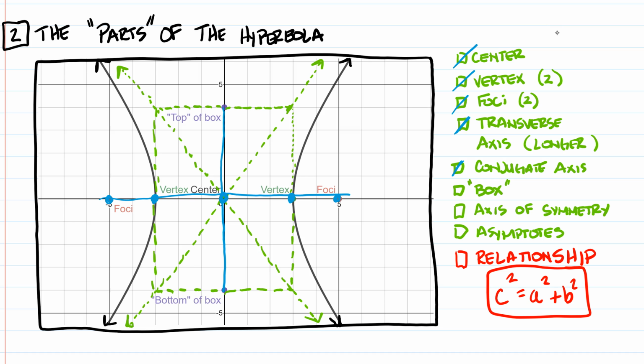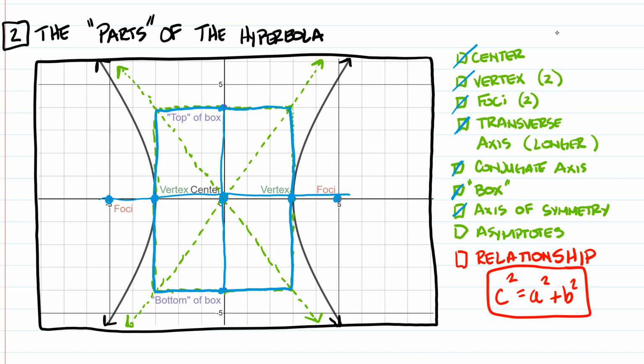And then I also come up with this thing called the box. The box is this outline that I have here, and the box is going to play an important role. It's going to give us the shape of the asymptotes, which in turn shape the hyperbola. We're going to talk about that in more detail later, but that's when I talk about the top of the box here, this location, and then the bottom of the box, this location. We're really talking about the conjugate axis, but no one really calls it that.